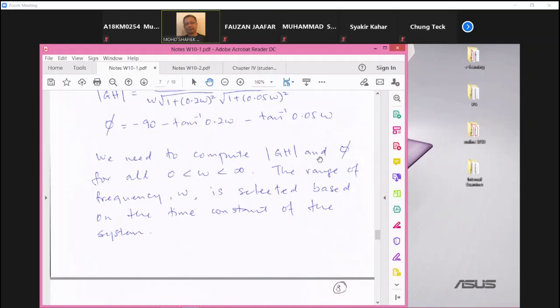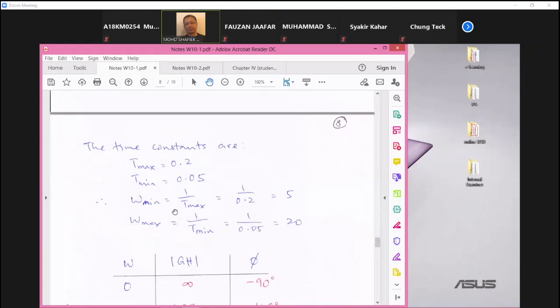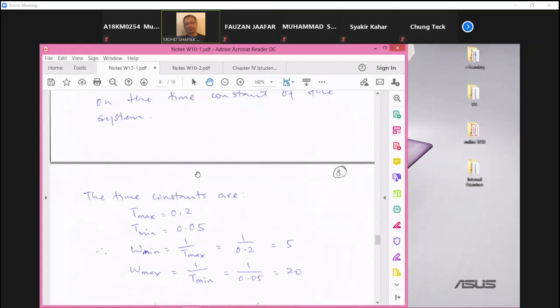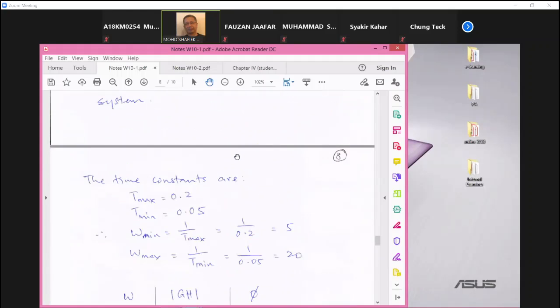So the range is selected using this. Where do you get that? It's just here: 1 plus ts, 1 plus time constant times s. So the maximum time constant is 0.2 and the minimum time constant is 0.05.